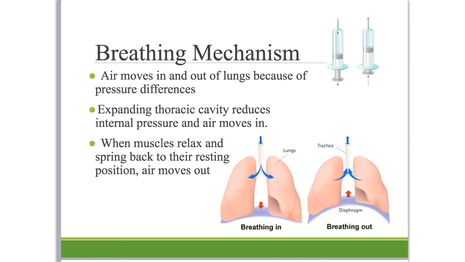So let's talk about how we actually take a breath. Air moves in and out of the lungs because of differences in the air pressure. By making your thoracic cavity bigger, by expanding it, you are reducing the internal pressure, and air moves in because it's then higher pressure outside the body than inside the body, and the air is going to flow wherever there's a lower pressure.